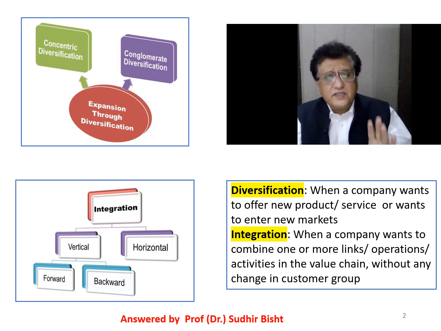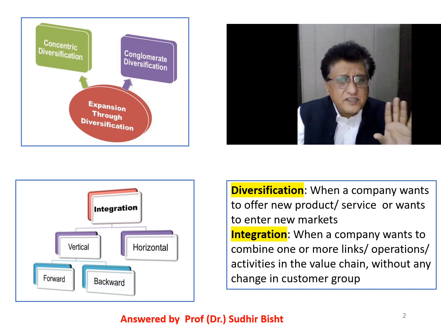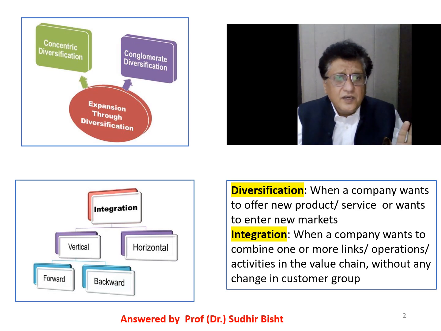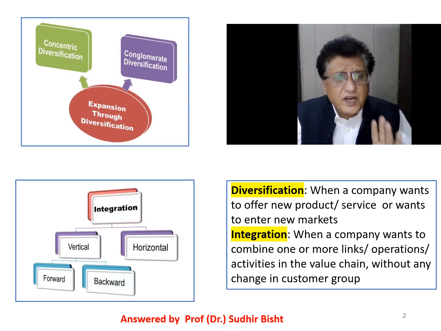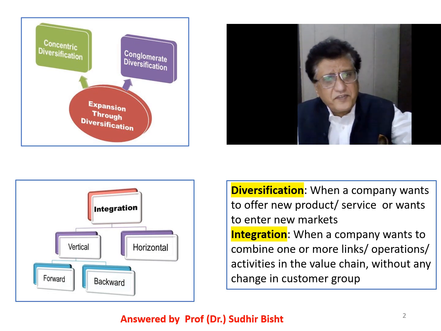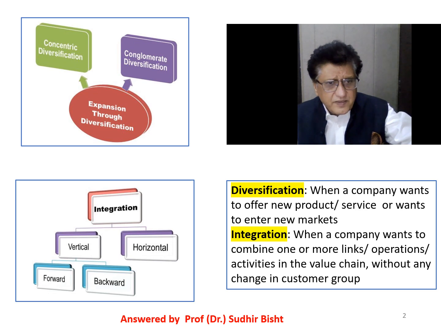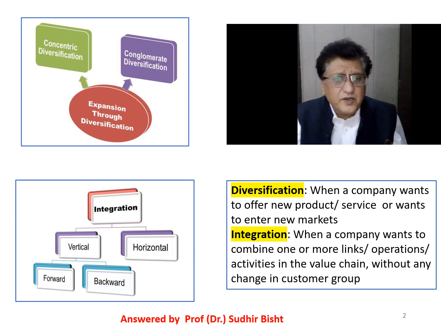Conglomerate diversification is when an organization expands itself into different areas, mostly unrelated to its core business. In concentric diversification, the core business remains. In conglomerate diversification, it is unrelated to core business.